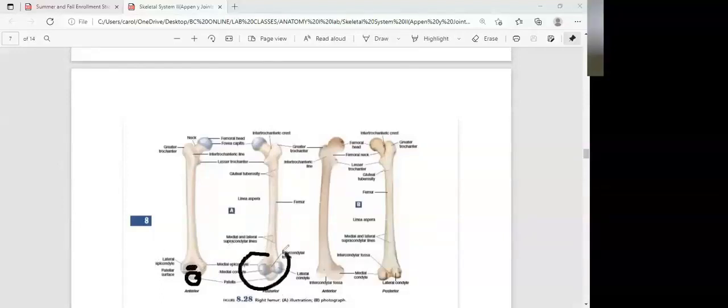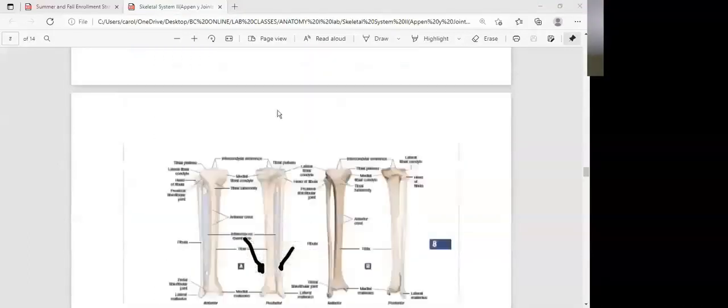In the posterior view, you will have these two areas right here. So this condyle right here, this is going to be medial condyle, and this is going to be the lateral condyle. These two condyles are going to articulate with your tibia. So one of the condyles will go here, and the other condyle will go here. So then the femur will go up like this.